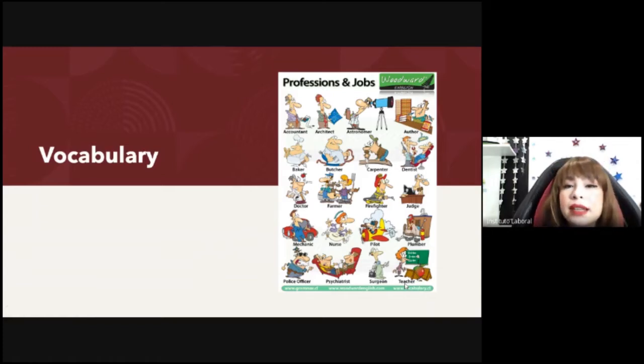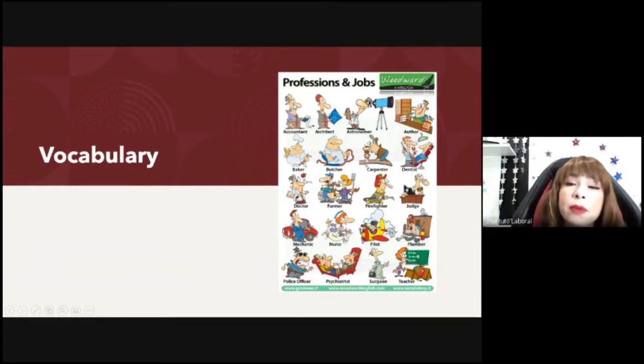Now let's talk about the occupations, the professions, the jobs, and then the workplaces. An accountant works in an office. An architect designs different plans to build houses, and he works in an office. Astronomers work in scientific laboratories. An author works at home. Bakers work in a bakery. Butchers work in a supermarket. A carpenter has a workshop. A dentist works in a clinic.